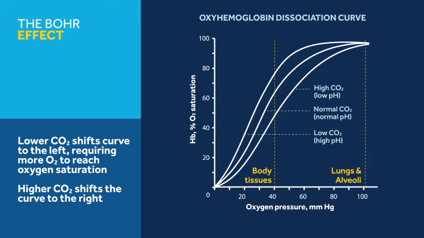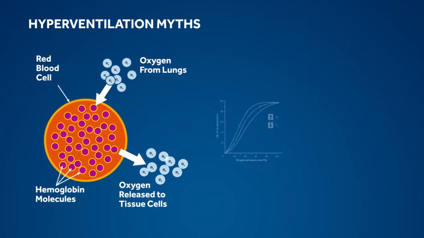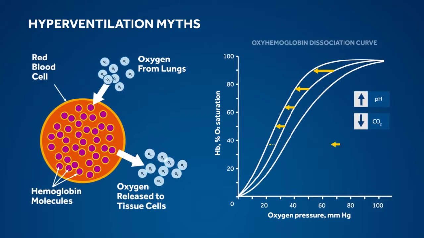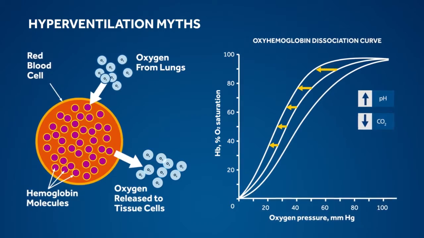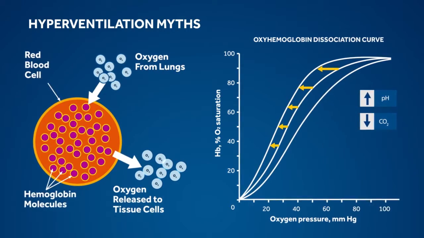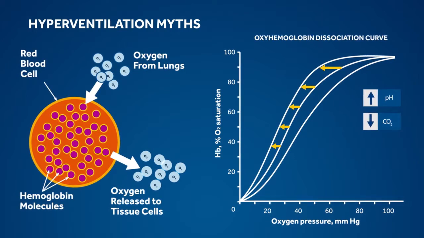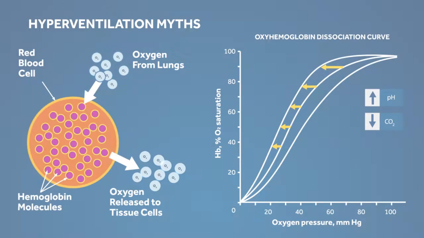For example, hyperventilation causes an increase in alveolar ventilation and decreases in CO2, leading to a left shift of the oxyhemoglobin dissociation curve. This causes an increased affinity for oxygen on the hemoglobin molecule. Although one might think hyperventilation promotes better O2 uptake, it actually reduces O2 release to the tissues.